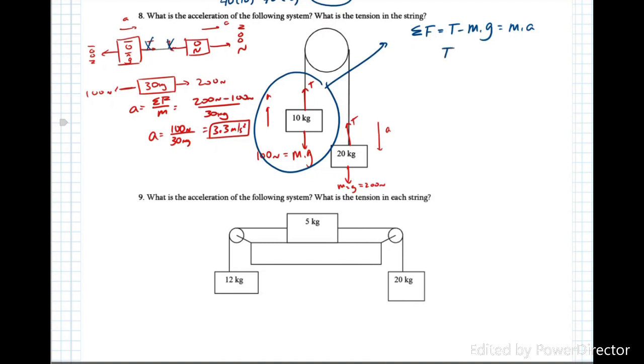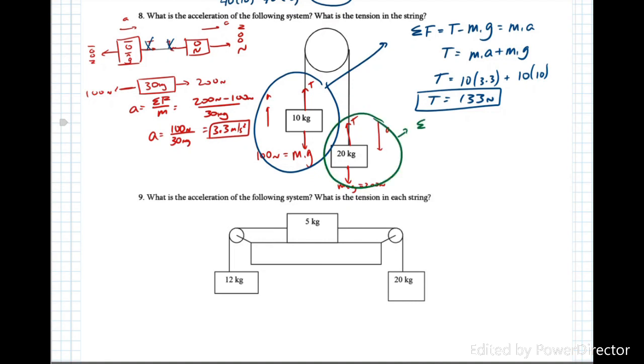And so we have tension is equal to m1a plus m1g, so it's just plugging in and doing math. So 10 times 3.3 plus 10 times 10 gives me a tension of 133 newtons. All right, because we need the practice, we're going to do it for the 20 kilogram object as well.